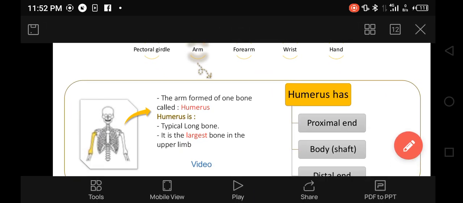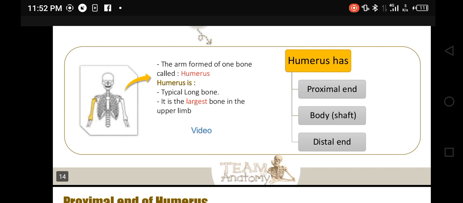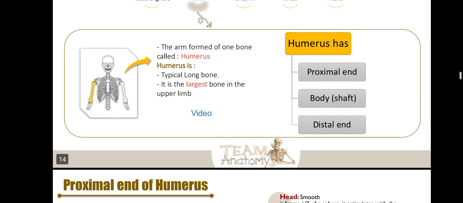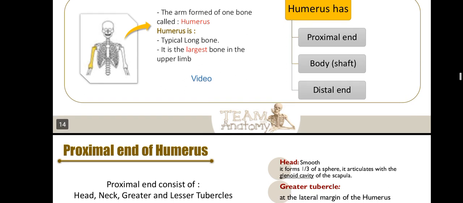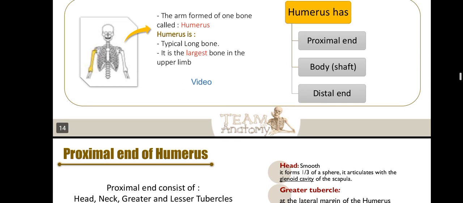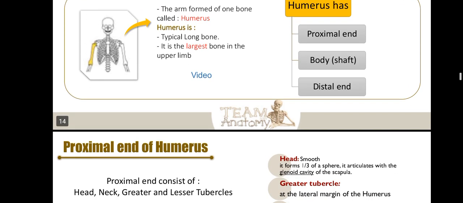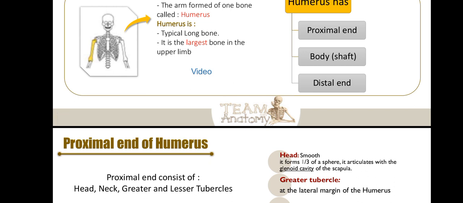Going down to the arm. What is the bone of the arm? Just the humerus. The humerus is the bone of the arm. It is the typical long bone. It is the largest bone in the upper limb. Alright? The humerus has a proximal end, the body, and the distal end.